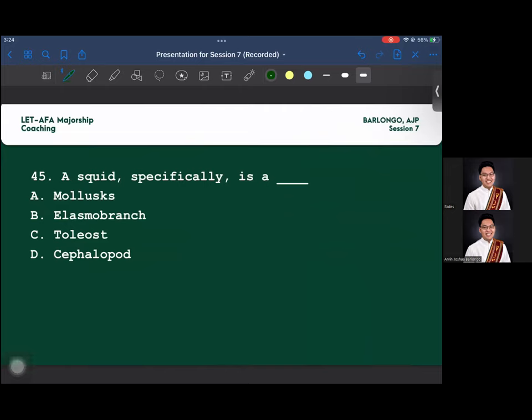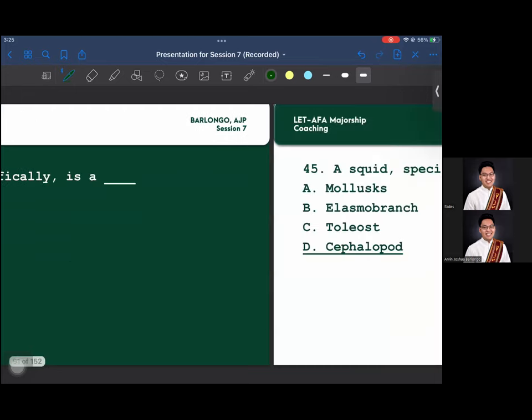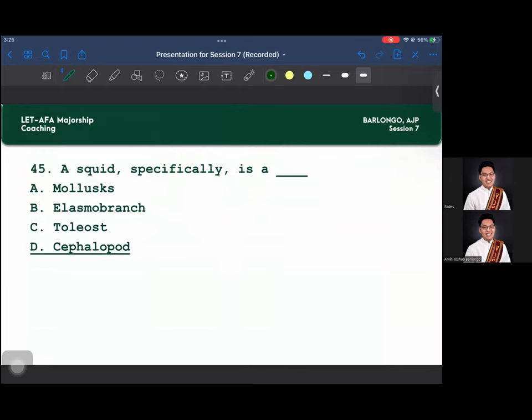Number 45, a squid specifically is a blank. A, mollusks, B, elasmobranch, C, tolios, or letter D, cephalopod. Because it says specifically, we must go to the most specific choice in this item, and that is cephalopod. Actually, squid is also a member of the mollusks, but specifically, it is a cephalopod.